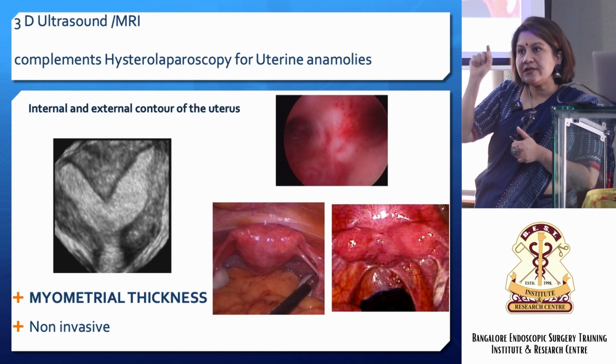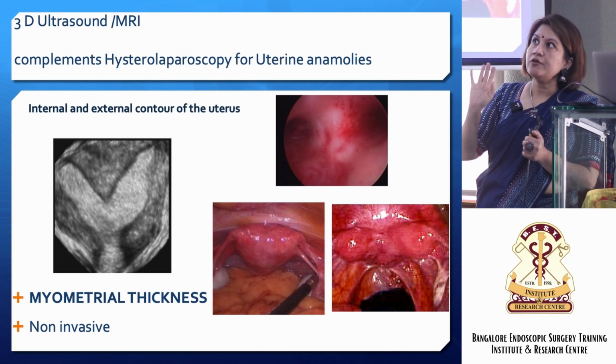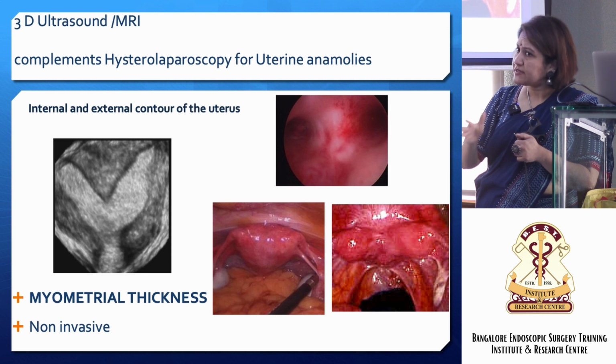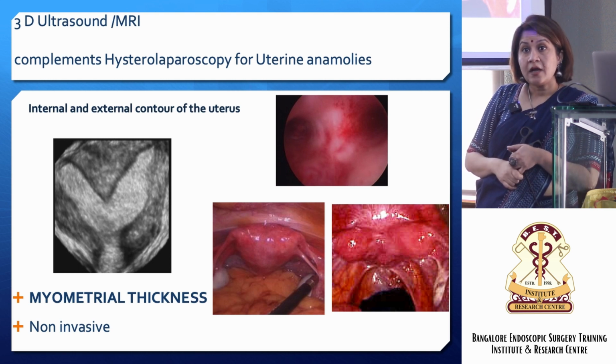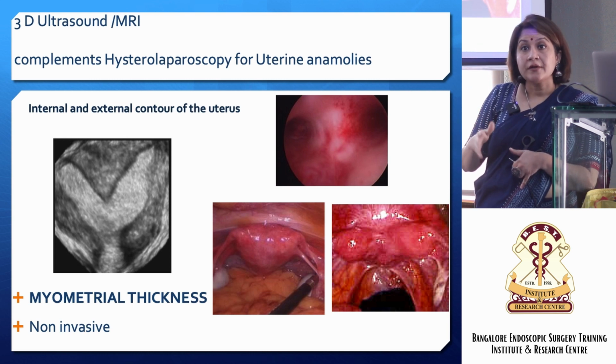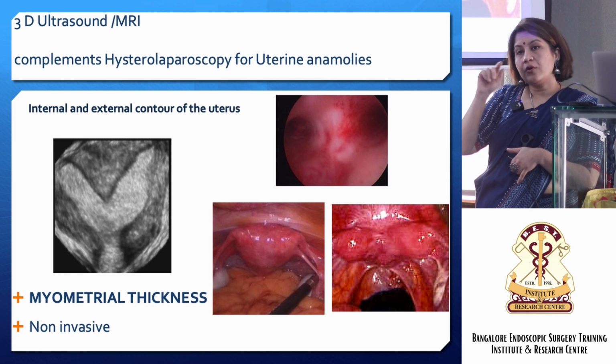We're seeing just about 1 centimeter indentation, and otherwise when you go in, it looks like a septate uterus, and we are resecting it, and we are getting good results. What I call is partial. There is a little bit there, but overall the cavity is good. So that is why you need to do a good 3D ultrasound.